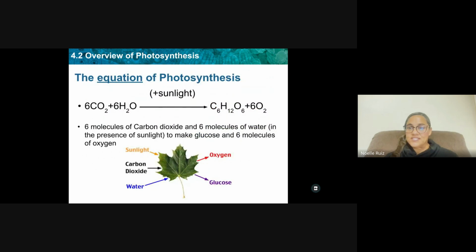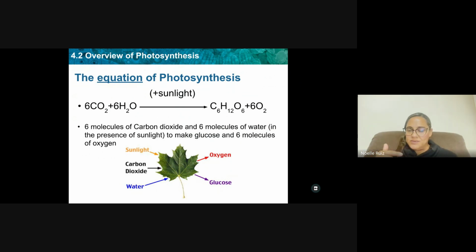The equation of photosynthesis. So, this is why we save chemical equations for 4.1, is because in 4.2 and 4.4, we go over specific chemical reaction equations. So on the left are our reactants. 6 CO2 is just 6 molecules of carbon dioxide, plus 6 H2O. We all know what H2O is, plus 6 molecules of water. And then sunlight kind of goes at the top in parentheses, just means in the presence of sunlight.